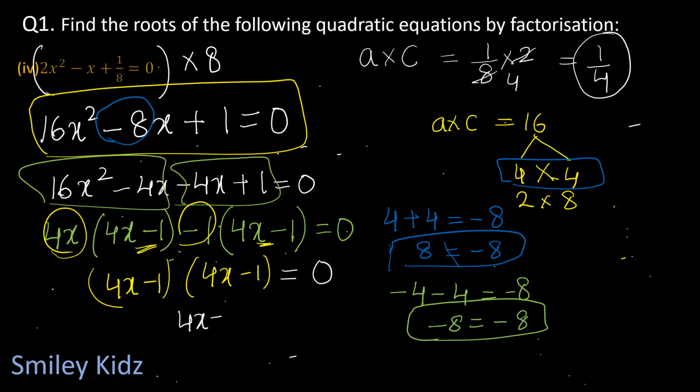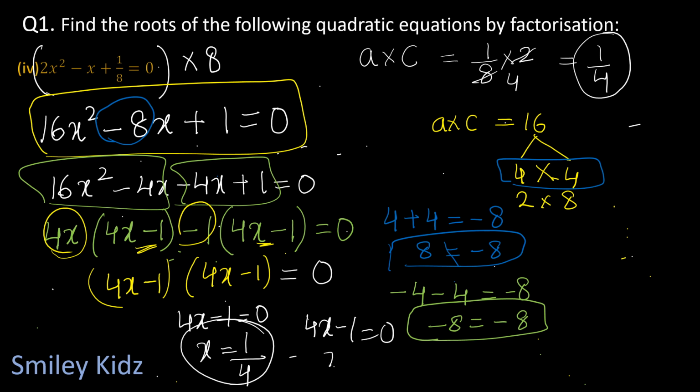So 4x minus 1 equal to 0. X is equal to 1 by 4, isn't it? On the other hand, again we have 4x minus 1 equals to 0. Again we have x is equal to 1 upon 4. Here the roots are equal.